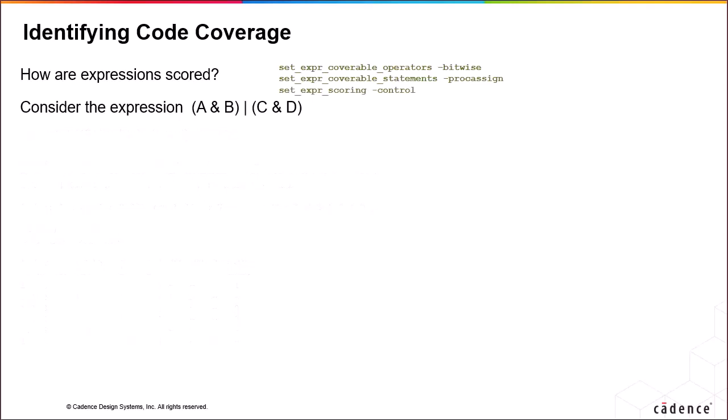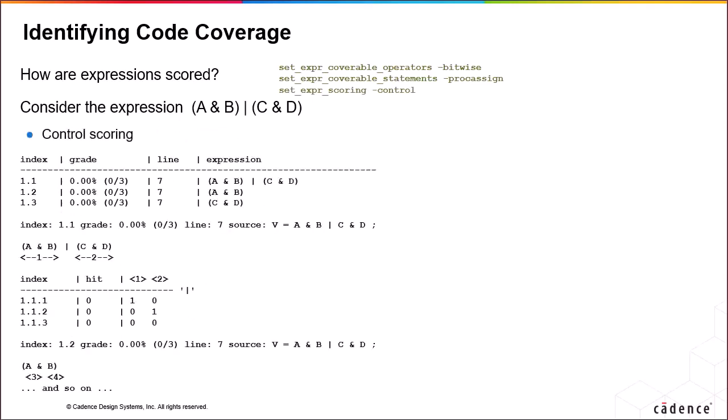You can optionally select the control scoring mode. The control scoring mode checks that each expression input has controlled the expression value. Control scoring is naturally multi-level. It breaks expressions into sub-expressions as deeply as needed to evaluate each controlling term. Control scoring treats this expression as a multi-level expression of 4 logical terms.